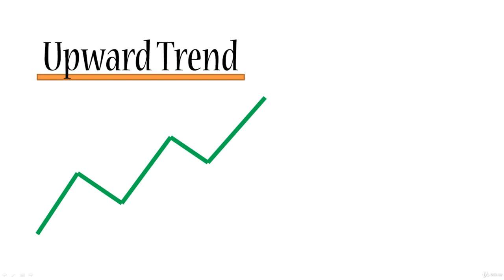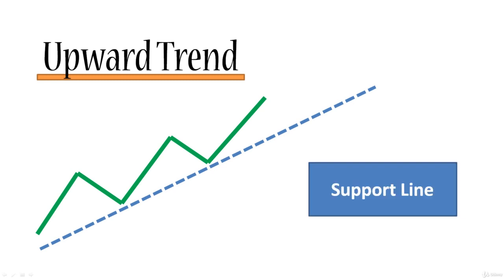For example, this is how the price has been moving over a certain period of time. Then, as you can see here, we can draw a diagonal line underneath the price, which the price seems to be bouncing off. This line is called the support line. It indicates an upward trend. It means that the price is bouncing off upwards of this line and continuing its upward movement.